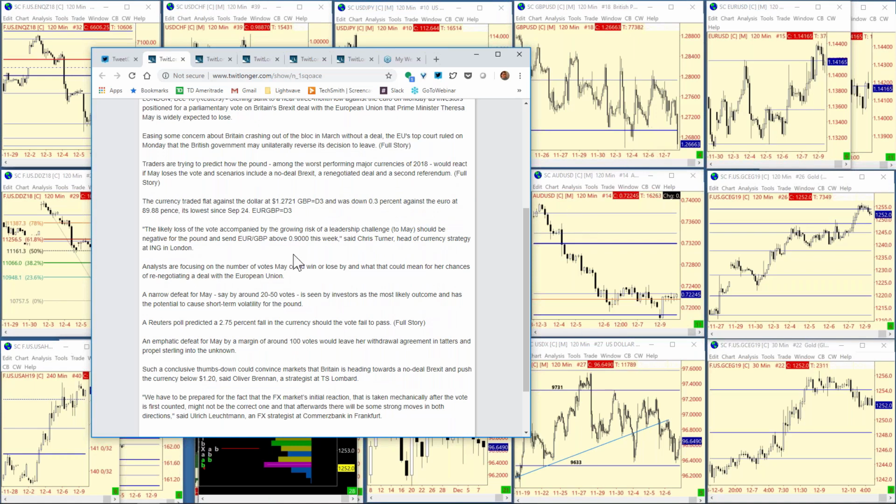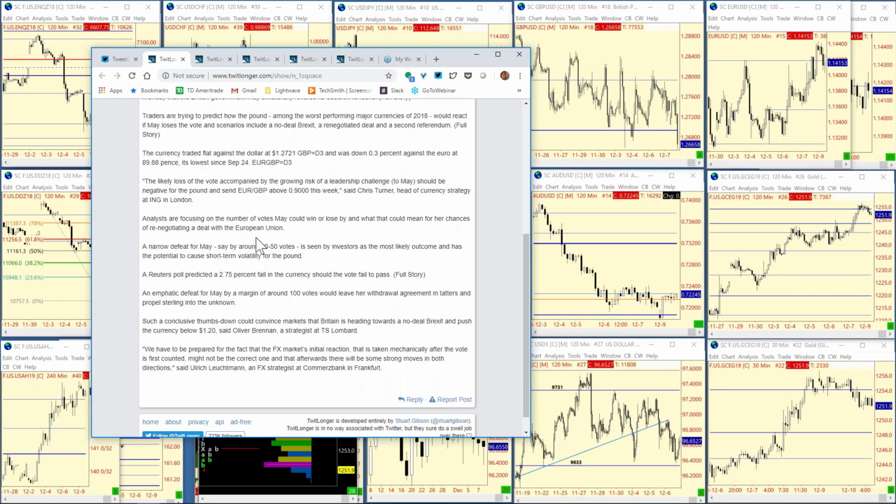Okay, and the likely loss of the vote, accompanied by the growing risk of a leadership challenge to May, should be negative for the pound and send the euro-pound above 90 this week, said Chris Turner, head of currency strategy at ING.